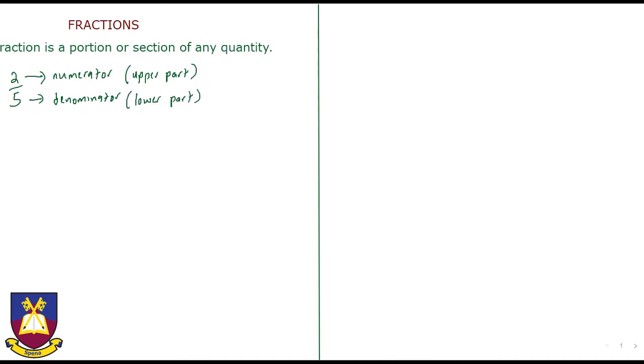And every whole number is a fraction. If I have 4, it's a fraction because it's the same as 4 out of 1. The numerator is 4 and the denominator is 1.